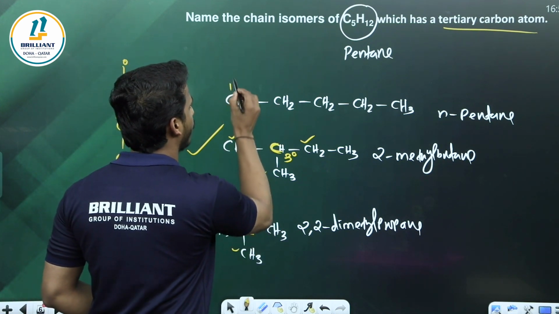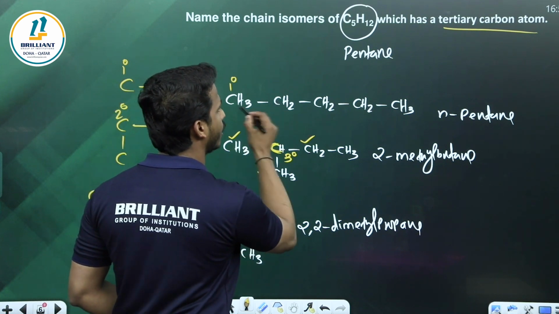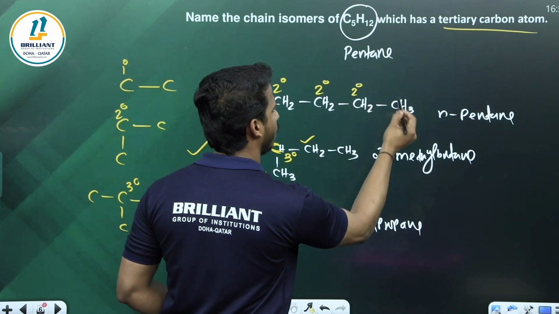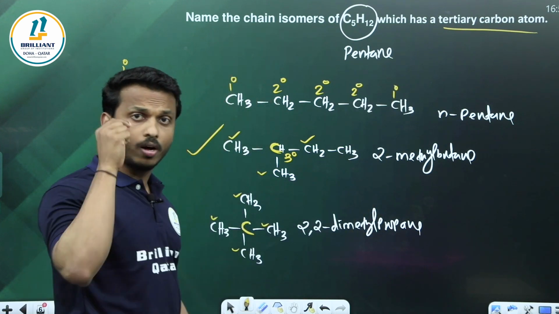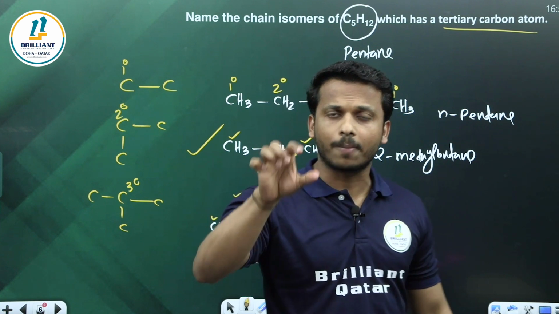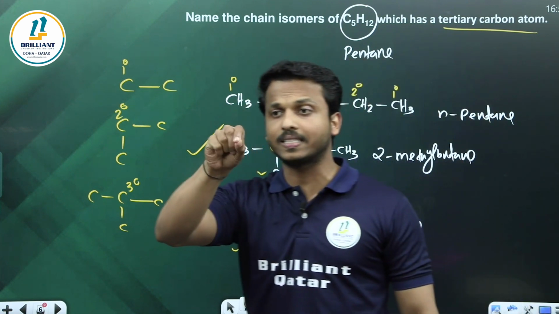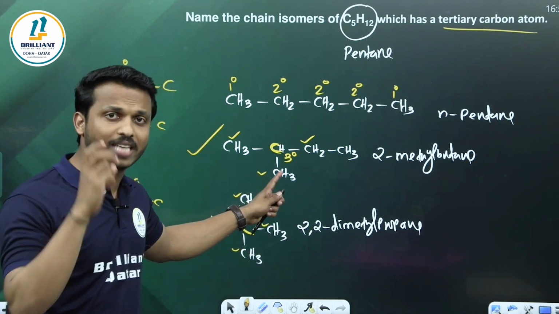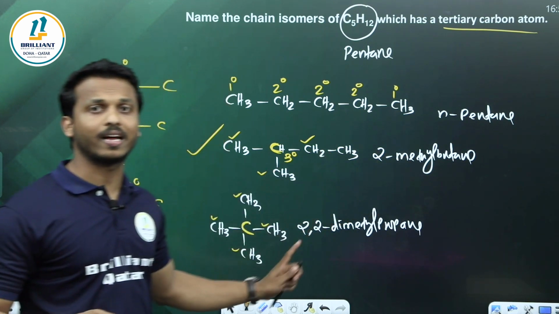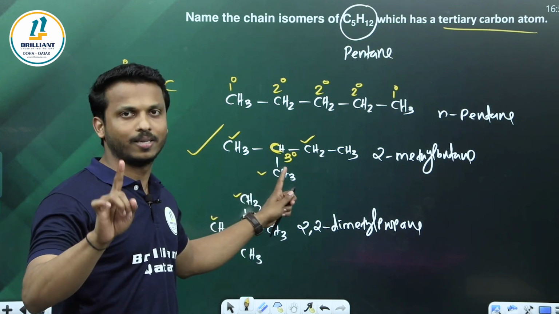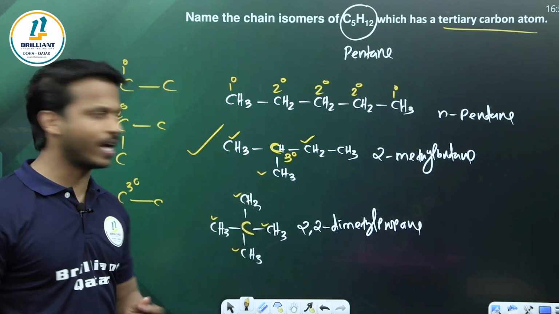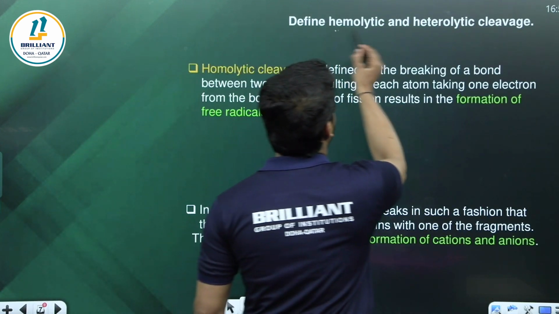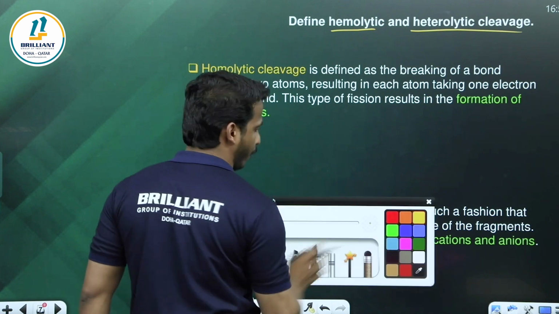What about this case? This carbon is connected to 1 carbon, primary. This carbon is connected to 2 carbons, secondary. But this is primary. So, if you're checking whether a carbon is primary, secondary or tertiary, just check how many carbons it is directly connected to. So, what is the answer? 2-methyl butane contains 1 tertiary carbon atom. Okay, so the answer is 2-methyl butane. Next one. Define homolytic and heterolytic cleavage or fission.